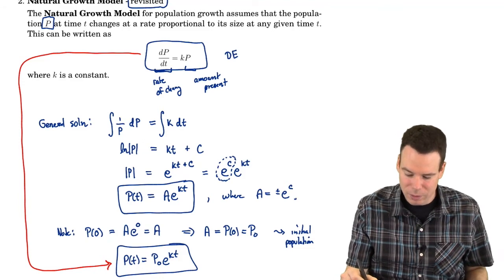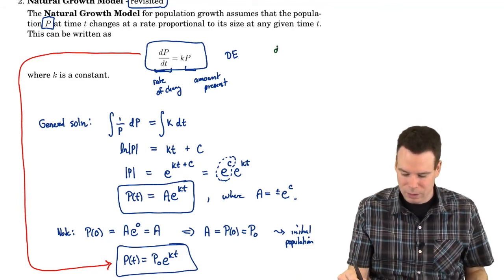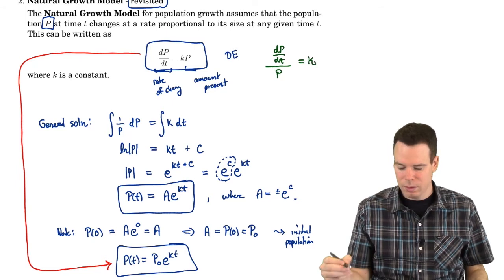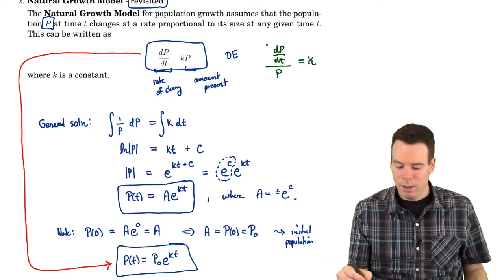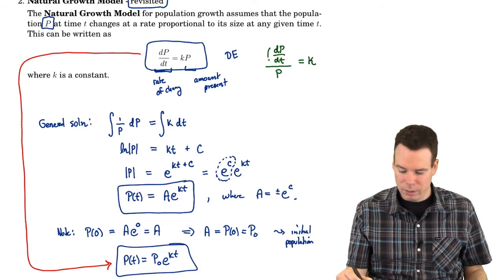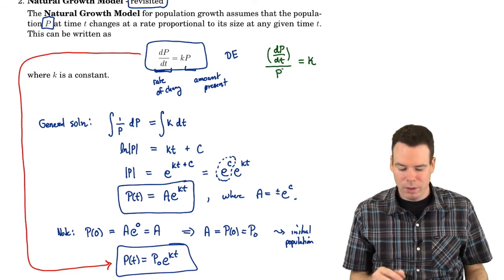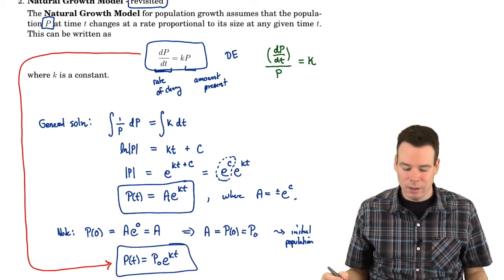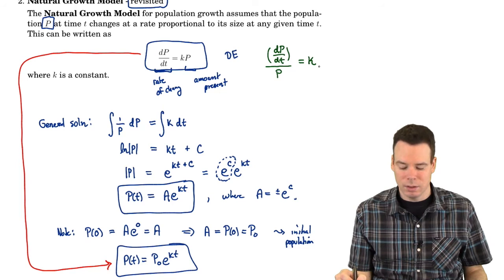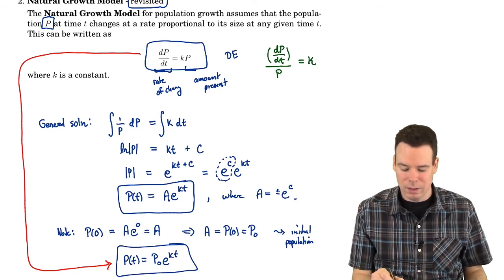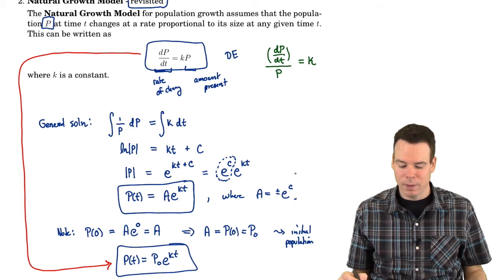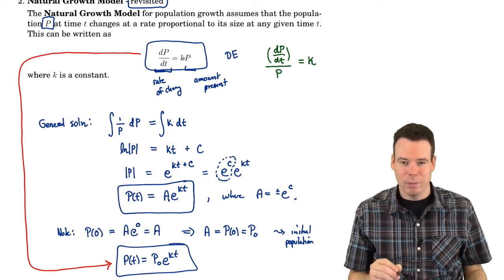Now there is another way to write this differential equation. We could write it as dP/dt divided by P is this constant k. And this is the relative growth rate, this quantity on the left. It's the growth rate divided by the population. And so what the natural growth model is really saying is that the relative growth rate is constant. So it's just another way to state this natural growth model equation. Rather than saying the rate is proportional to the amount present, we can say the relative growth rate is constant.